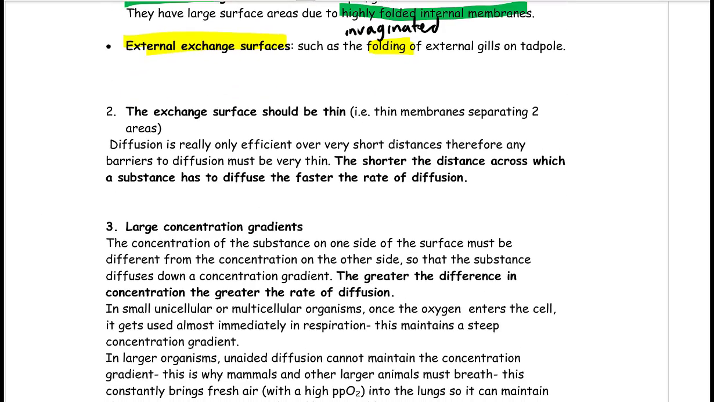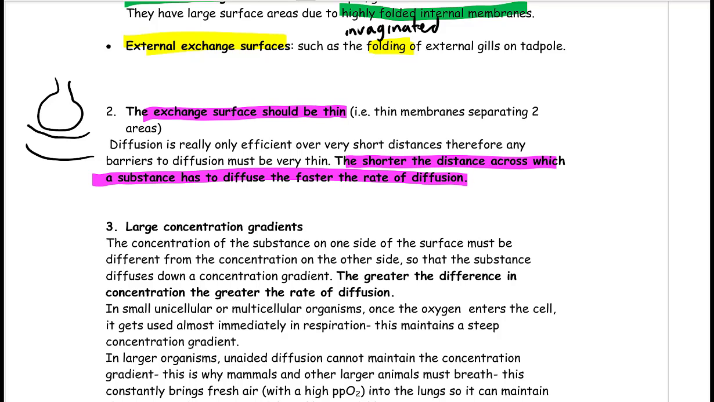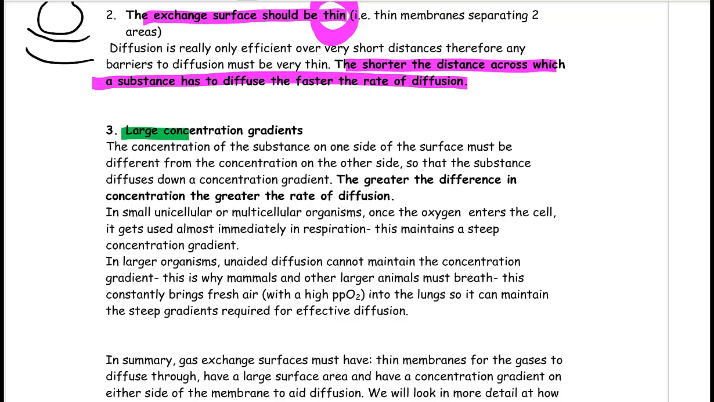Next up, the exchange surface should be thin. So for example, in the alveoli, we have one cell thick for the wall of the alveoli and one cell thick for the capillary. So the shorter the distance, the faster the rate of diffusion. And that's why it needs to be thin. Thin gives a short diffusion distance. Finally then, large concentration gradient. The greater the difference in concentration, the greater the rate of diffusion.